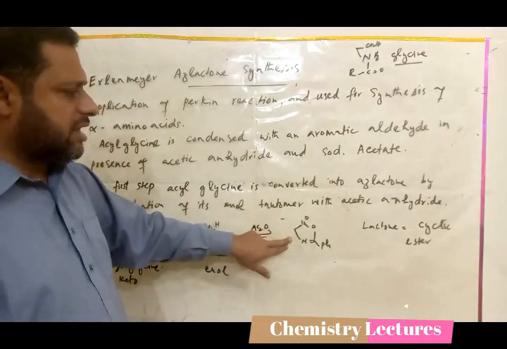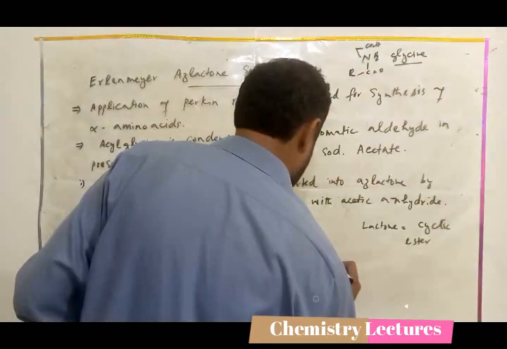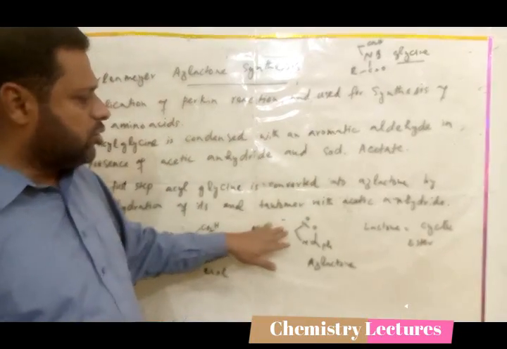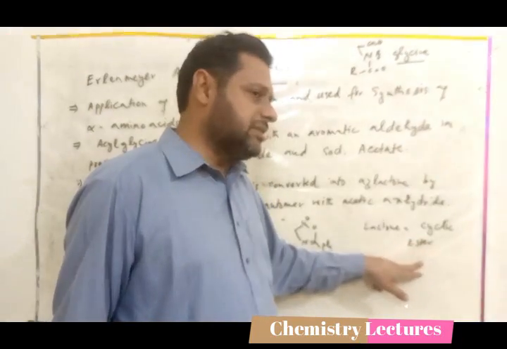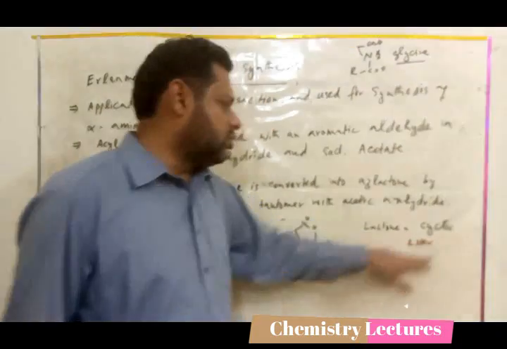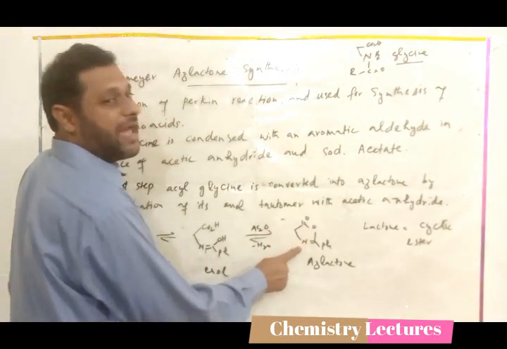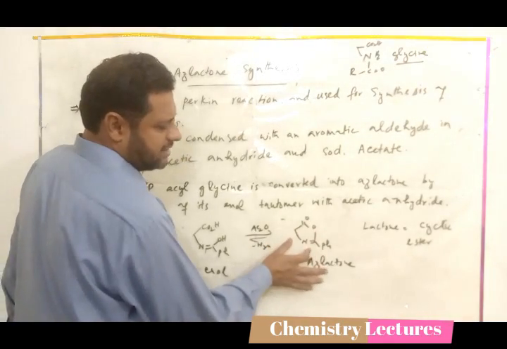This ring is called azlactone. Why is it called azlactone? Because a lactone is a compound which contains a cyclic ester. All those esters which are cyclic are called lactones. So this is a cyclic ester, you can see. But here we also have an Az group. As you know, nitrogen is called the Az group. So it is an azlactone.